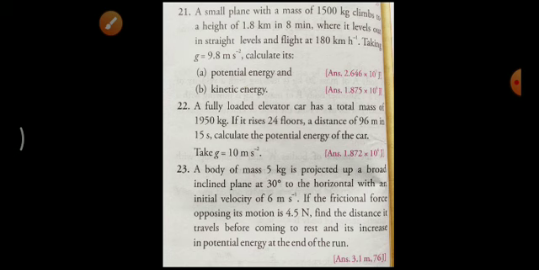So let's start. A small plane with a mass of 1500 kilogram climbs to a height of 1.8 kilometer in 8 minutes, where it levels out in straight level flight at 180 kilometer per hour. Taking g is equal to 9.8 meter per second square, calculate its potential energy and kinetic energy, okay.